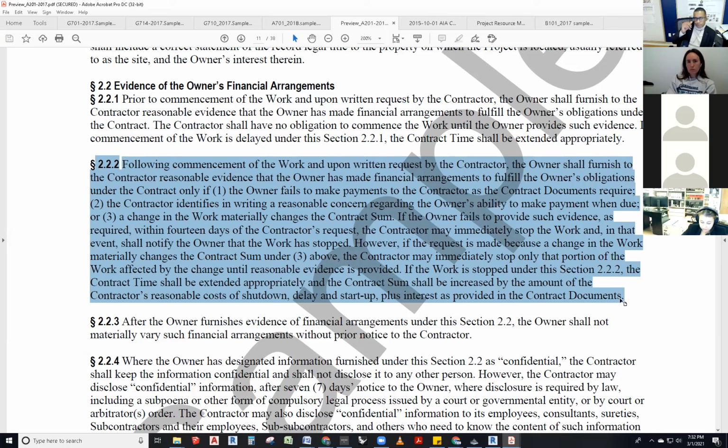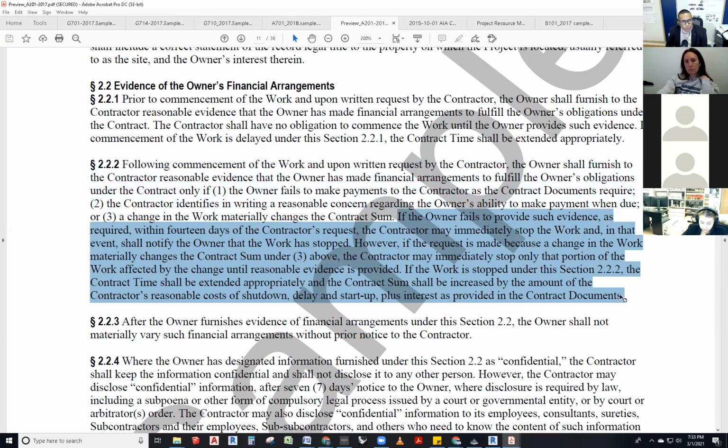If there's a very substantial change order, then you're like, hey, listen, this is a $500,000 change order. I don't think you can pay me that. Like, I'm scared. The owner has to provide, after that written request, evidence that they have the money to pay for that change order. If the owner fails to provide such evidence as required within 14 days of the contractor's request, the contractor may immediately stop the work. I want you to always remember who can stop the work and when.